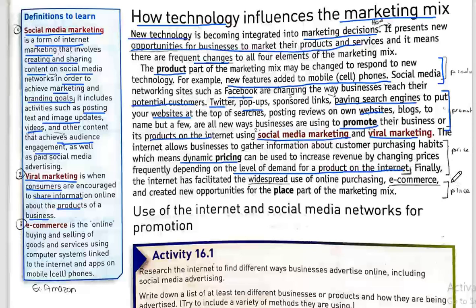The last part is the place. The internet facilitated the widespread use of online purchasing and e-commerce, and created new opportunities for the place part in the marketing mix. Now I'm not only selling in a normal shop or store, I'm also selling and buying through the internet, which is called e-commerce. E-commerce is the online buying and selling of goods and services using computer systems linked to the internet, or using my cell phone to buy and sell products on the internet.